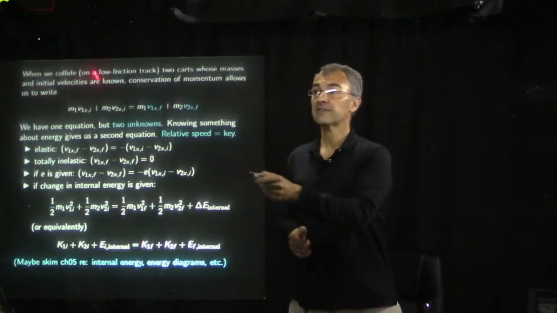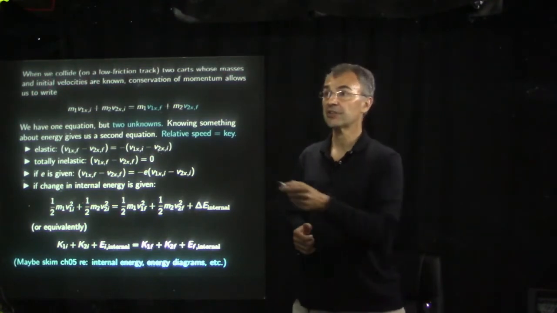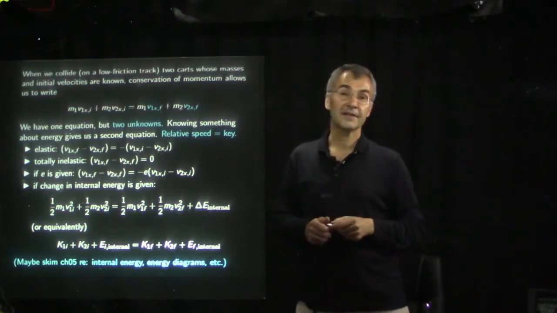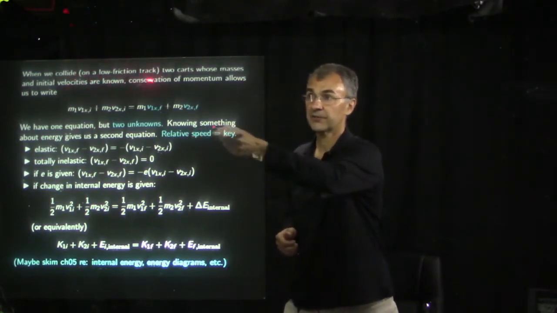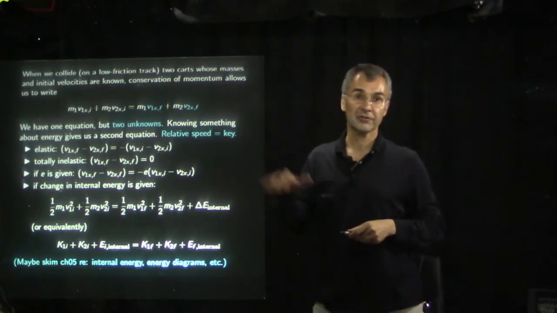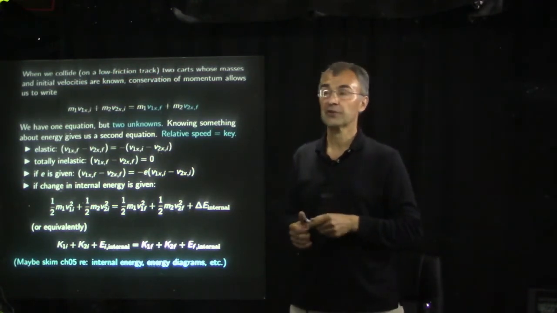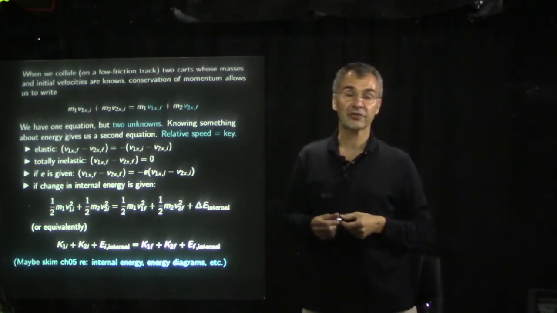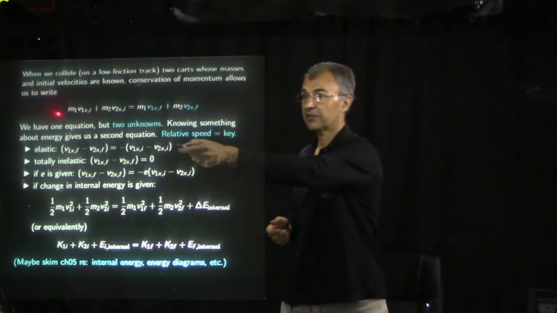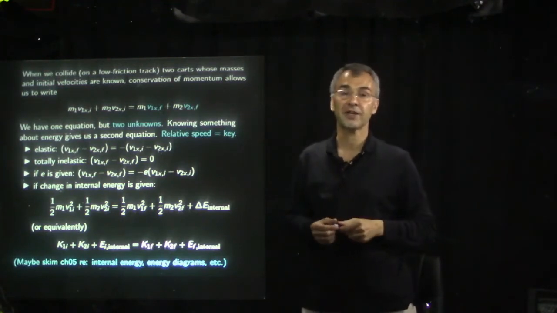When we collide on a low friction track two carts whose masses and initial velocities are known, then the fact that the system is horizontally isolated, that's what the low friction track achieves for us, means they're not really interacting horizontally with the track. So conservation of momentum allows us to say that the momentum in the x direction is constant. So then we can say the total momentum of the two objects in the initial state equals the total momentum of the two objects in the final state.